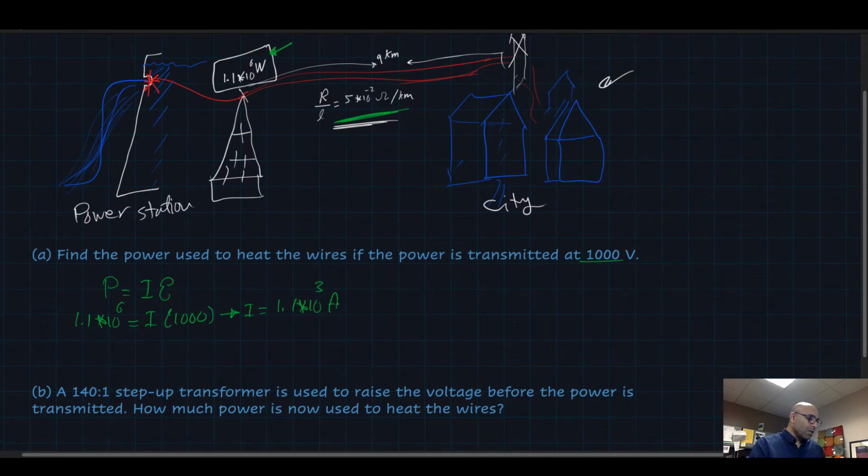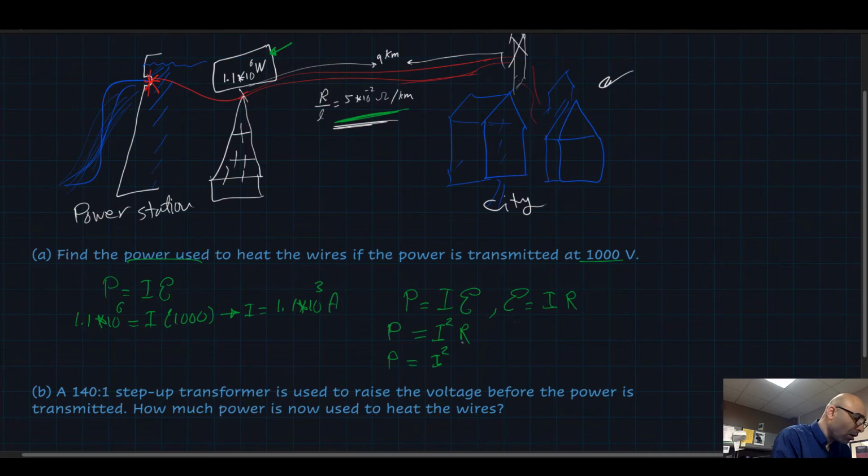Alright, now to find the power used, we need to find the power. P again is equal to I times E, knowing that E is equal to I times R. Now we have I from here, we just need R, so put this here and you get I squared R. So that's the power that we're going to use for this part, P is equal to I squared R.